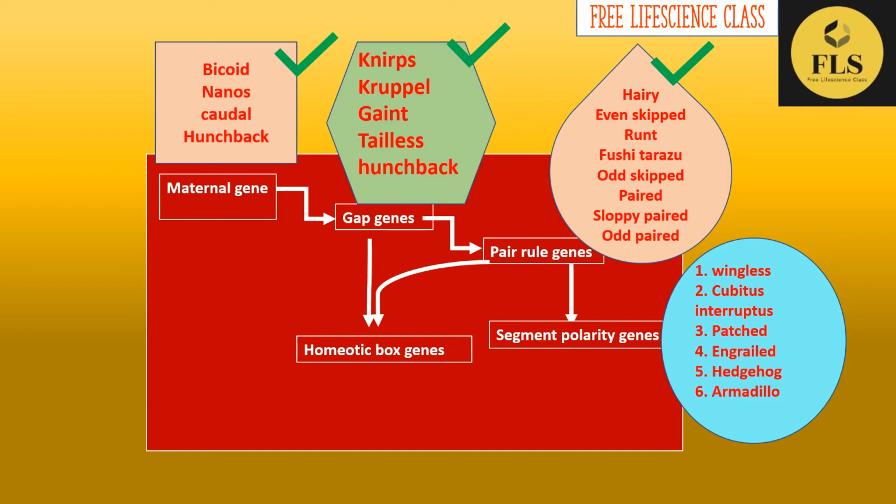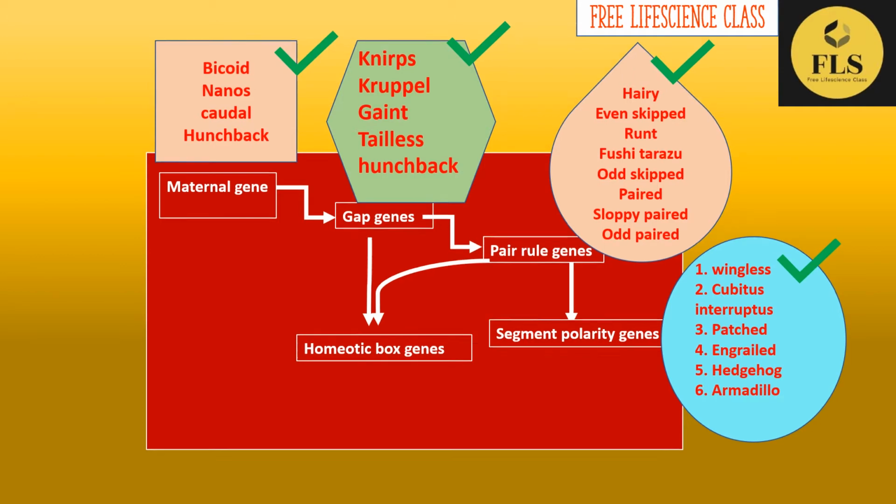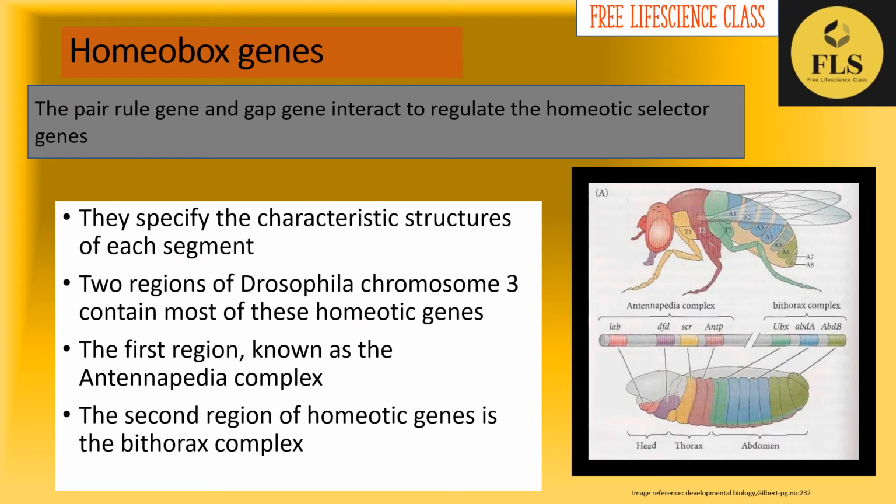Okay, next we are going to see the homeotic box genes, otherwise known as homeotic selector genes, and these homeotic box genes or homeotic selector genes are activated with the help of gap genes and pair rule genes. Okay, let's move into the homeobox. So what are homeobox genes or homeotic selector genes?